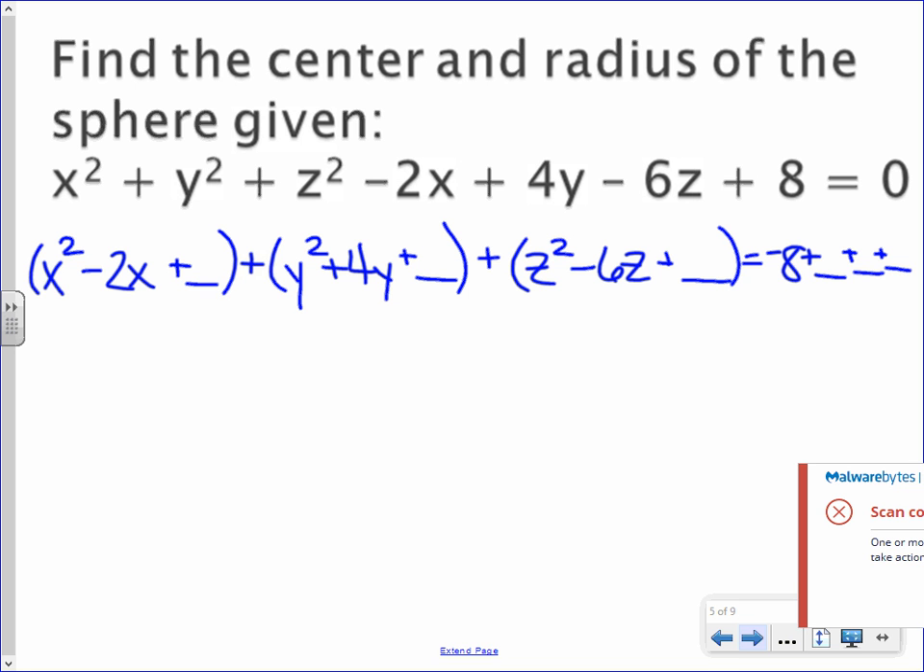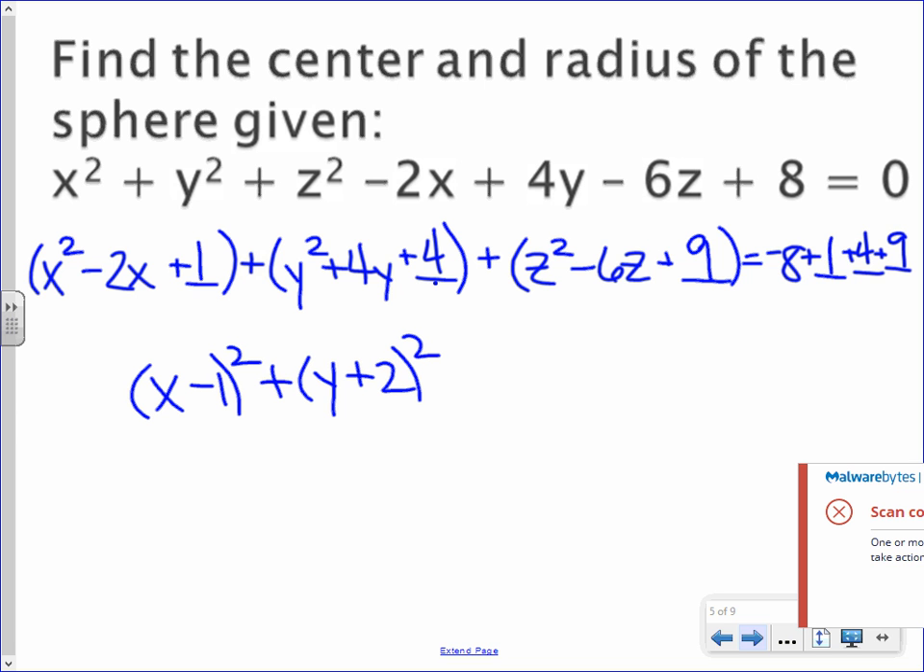Kira, what completes the square here? One. Okay, Lindsay, what completes the square here? 4. Haley, what completes the square here? 9. So, we have x minus 1 squared plus y plus 2 squared plus z minus 3 squared equals 6.